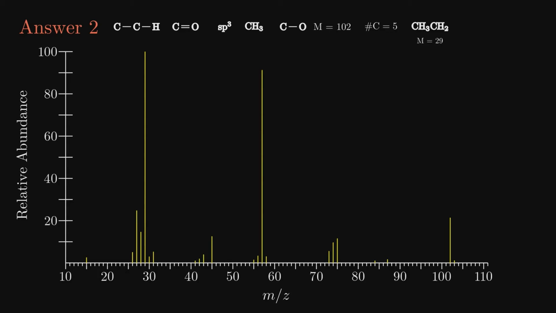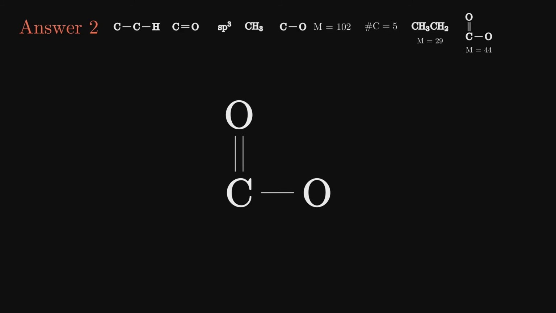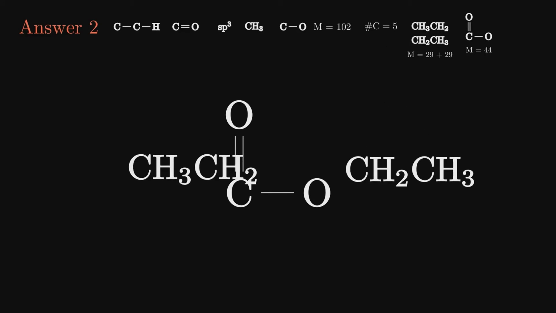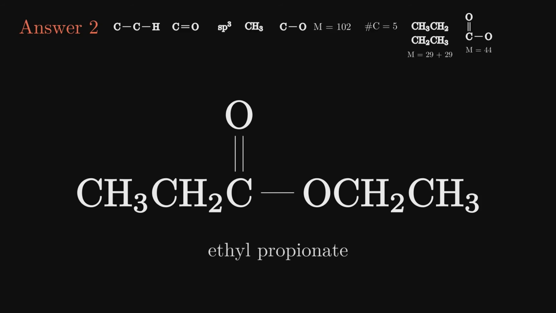structure. Given there is a carbonyl and a carbon-oxygen single bond, an ester is a possible structural candidate. This structure has one of our 5 carbons and a mass of 44. That leaves 58 units of mass unaccounted for, and the C2H5 structure is mass 29. If there are 2 of them, that makes 58. If we put C2H5 on either side of the ester, we have our molecule, ethyl propionate.